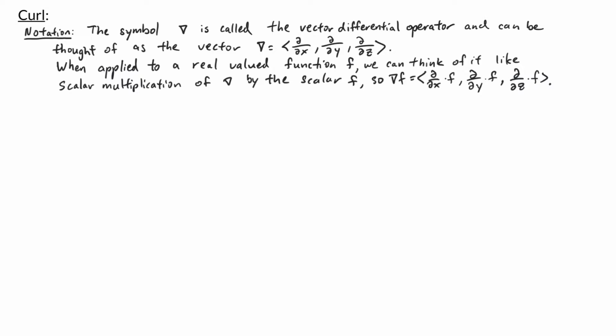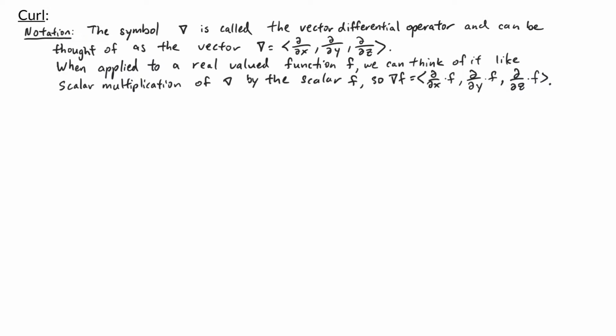When we apply this del operator to a real valued function f, we can think of it like we're doing scalar multiplication of the del operator by the scalar f. When a scalar is multiplied to a vector, that scalar distributes to each component of the vector. So that's why gradient of f is the partial derivative with respect to x times f, partial derivative with respect to y times f, and then partial derivative with respect to z times f. Now, it doesn't really make sense to take a partial derivative times a function, so what we're actually doing is we're applying the partial derivatives to the function f rather than multiplying.